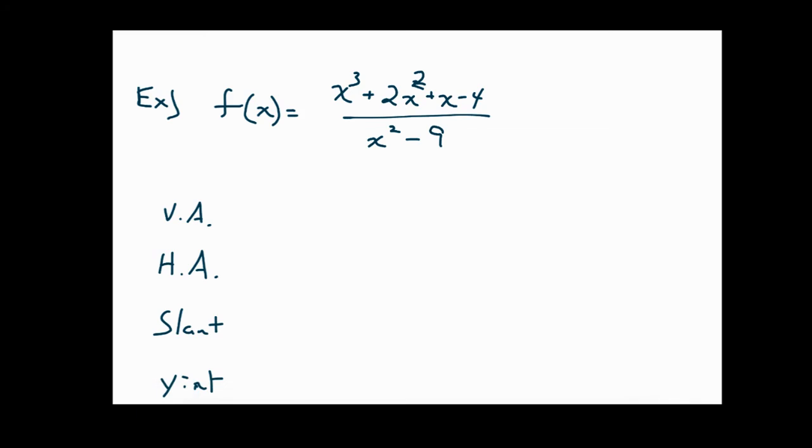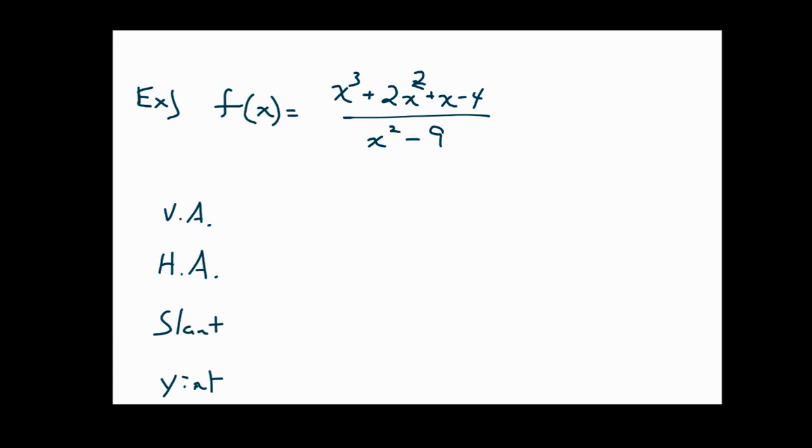I'm glad that you're taking a look at this last example that we couldn't get at in class. It's a good rational function. The numerator is x cubed, 2x squared, x and minus 4, and the denominator is x squared minus 9.